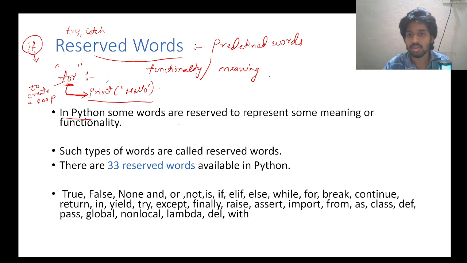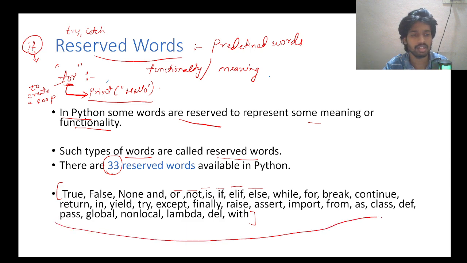So in Python, some words are reserved to represent some meaning or functionality. Each and every keyword represents a functionality or a meaning. Such types of words are called reserved words. There are in total 33 keywords in Python. These are the 33 keywords here: True, False, None, or, not, is, if, elif, else. All these keywords provided here are the reserved keywords in Python.